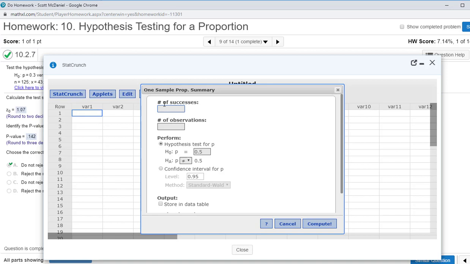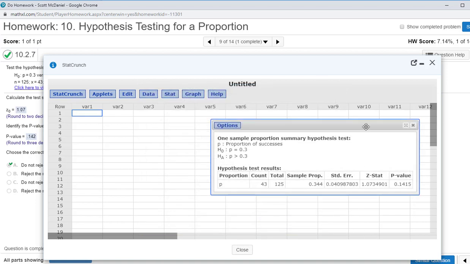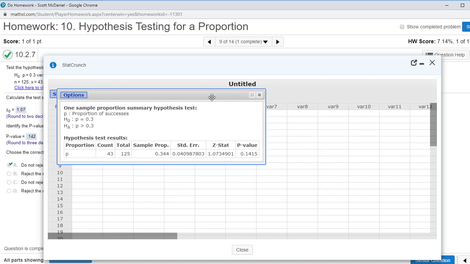So number of successes we said was 43. That's our x. Number of observations, our n, is 125. And it says p equals 0.3. And we want this to be greater than. And then just press compute. And there we go. We got exactly the same thing we obtained on the TI. A little bit easier here, in my opinion, on StatCrunch. But nonetheless, that's what we have. Hope that helps.